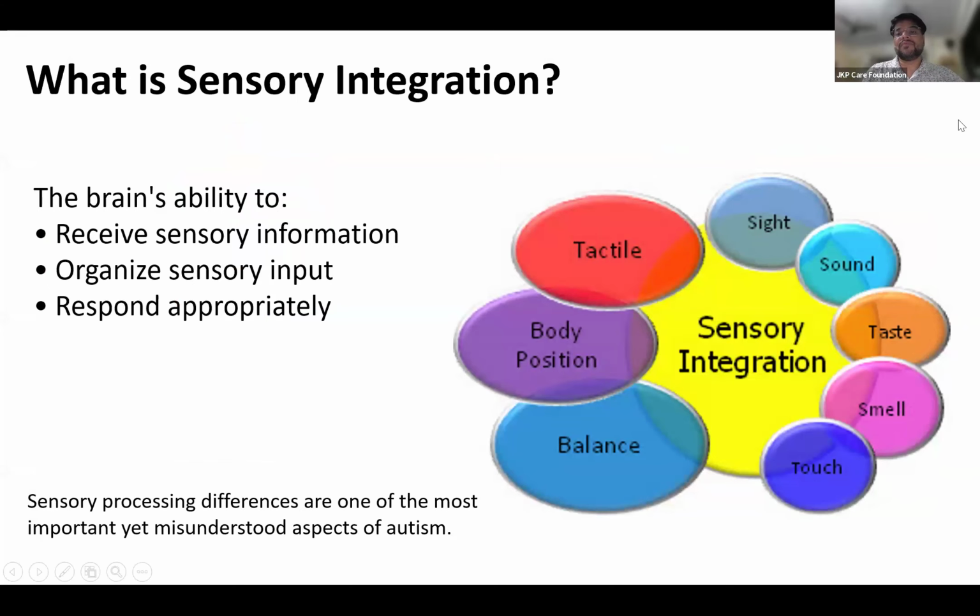I'm beginning with this slide: what is sensory integration? Sensory integration is the brain's ability to receive sensory information, organize sensory input, and respond appropriately. Sensory processing differences are one of the most important yet misunderstood concepts of autism. They are a very important concept in autism, but yet misunderstood.